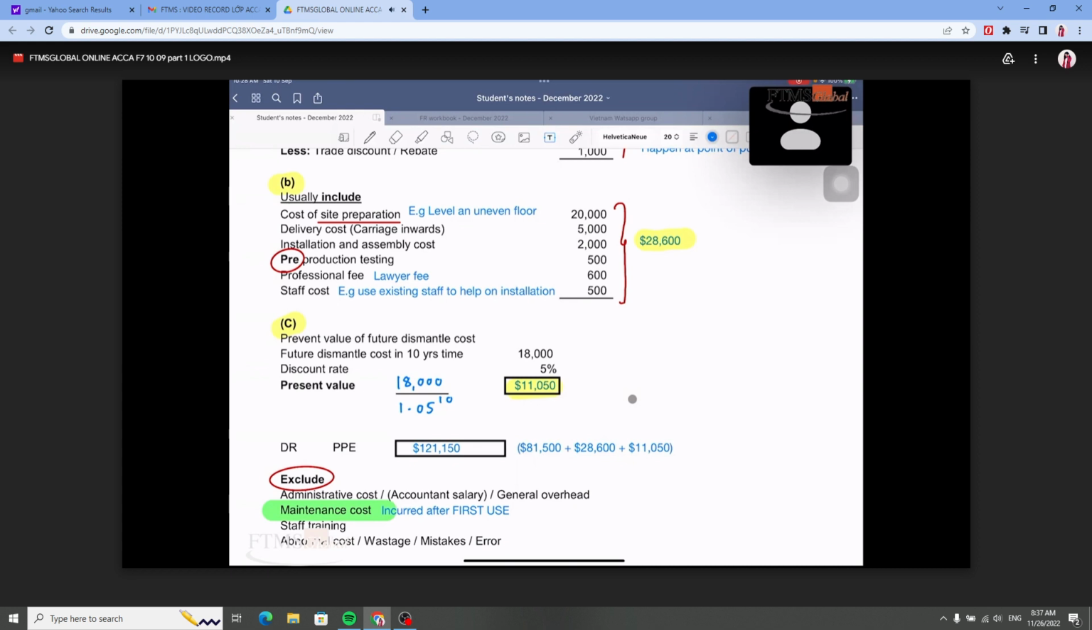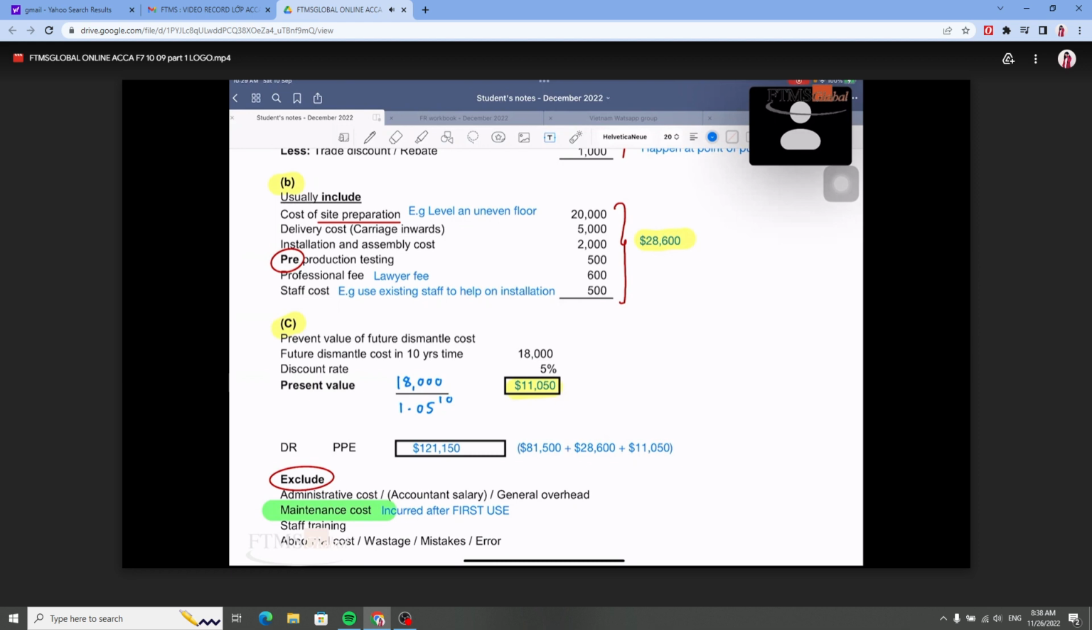Okay, so that's this part on initial cost. Hopefully you remember what initial cost is. Initial cost means the idea is trying to find out how much you can debit to your PPE. That's the unique point about this part.